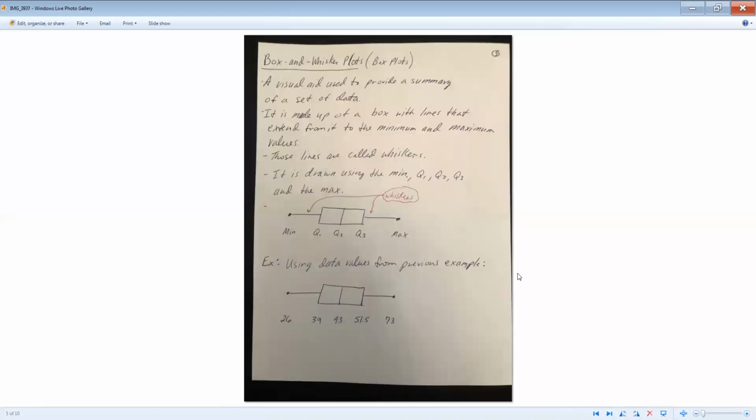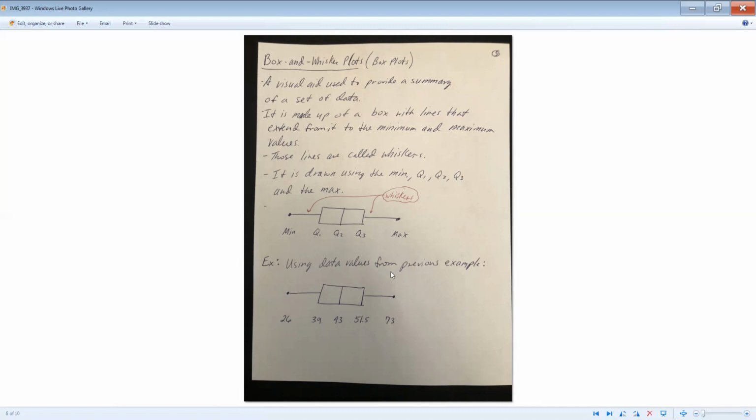Last thing in this video, box and whisker plots, or just box plots for short. They're a visual aid used to provide a summary of a set of data. It is made up of a box with lines that extend from it to the minimum and to the maximum values. Those lines are called whiskers, and it's drawn by using the minimum, Q1, Q2, Q3, and the maximum. So we'll take on this form right here.